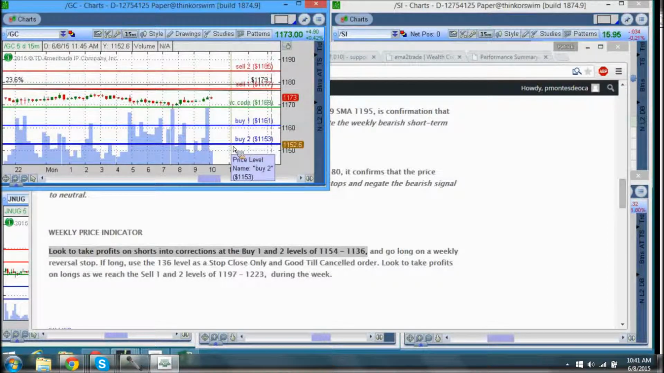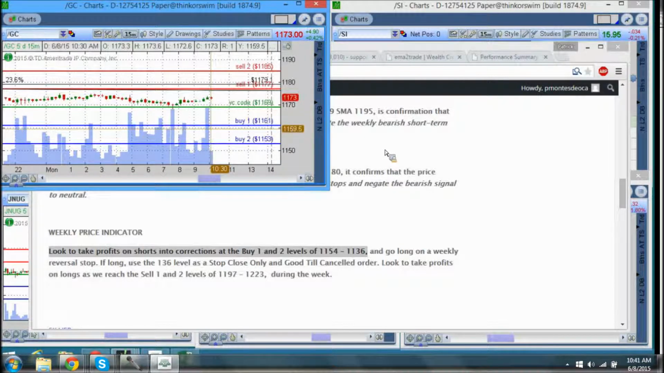And so you can see the synergy now getting closer to the blue levels, or the buy one, buy two levels on the daily and the weekly signals. So we're not trading in the gold right now. We're waiting for either a close above 1180, which is the weekly pivot point, or the market to come down into that 1154 to 1136 area, which is the ideal place to buy based on the weekly swing trading signals that we have.